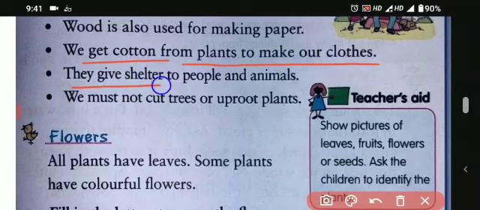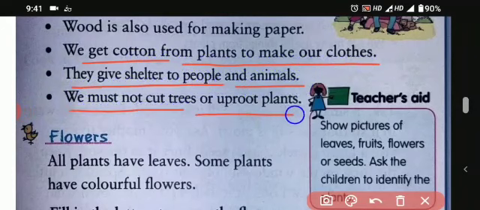They give shelter to people and animals. Plants or trees are the homes of many animals and people. We must not cut trees or uproot the plants. That means we should not cut the trees and uproot the plants.